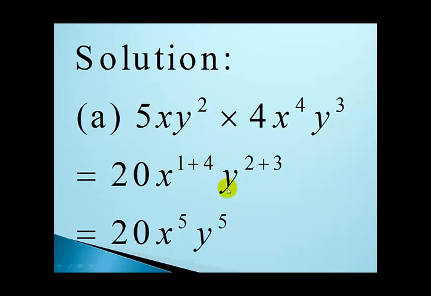Then y. The exponent here is 2 and the exponent here is 3. So we have y to the power 2 plus 3. Now in all, this is equal to 20 x to the power 5 y to the power 5. That is the solution.